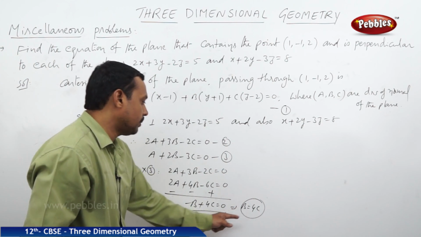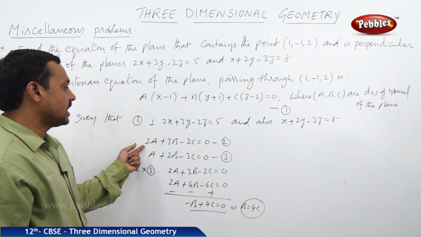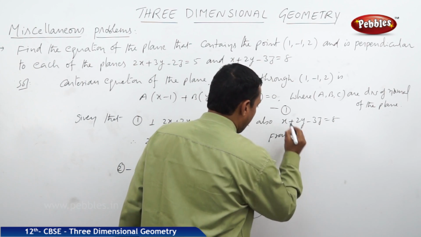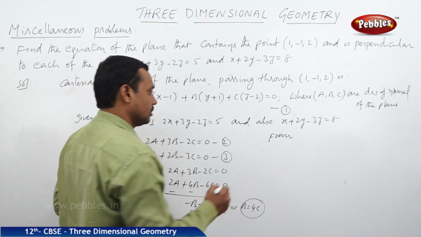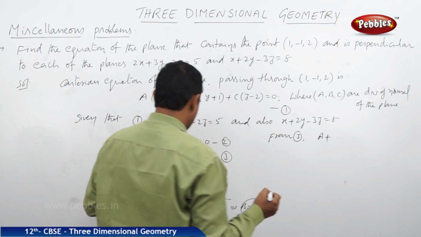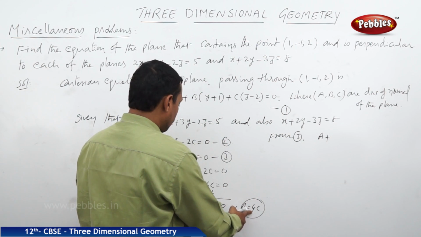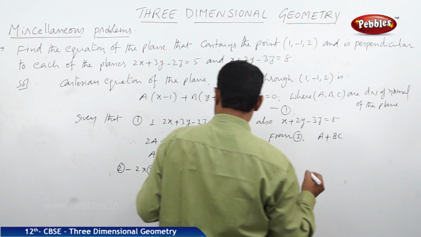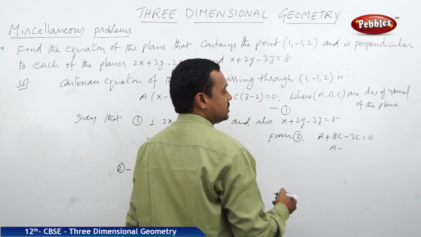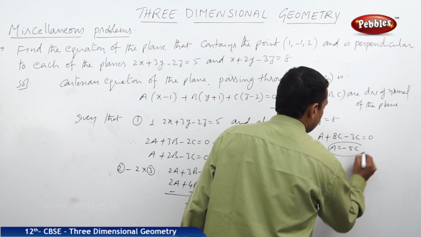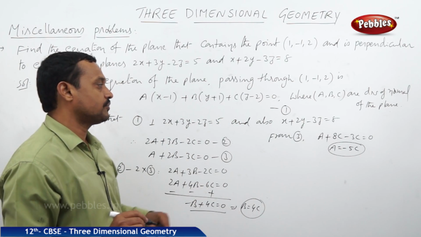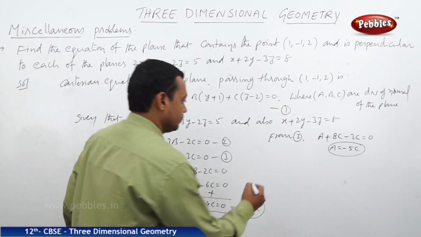Now, substitute that b value in either the second equation or the third equation, whichever. But I am going to substitute that b in the third equation. From 3, a + 2b, 2 into 4c, that is 8c, minus 3c is equal to 0. Therefore, a + 5c = 0 or a = -5c. So we find that a and b are both in terms of c. Now substitute them in the first equation.